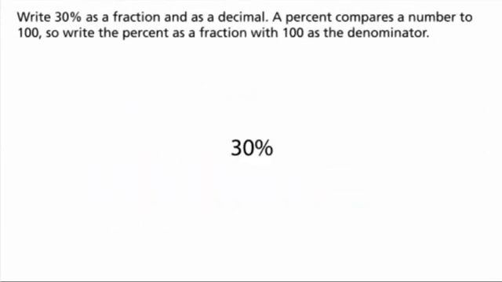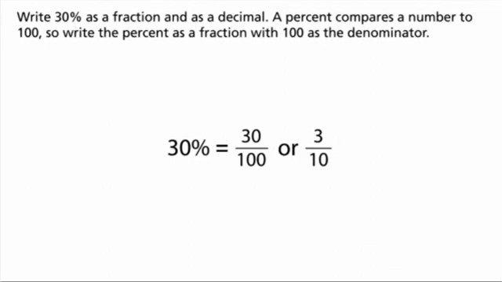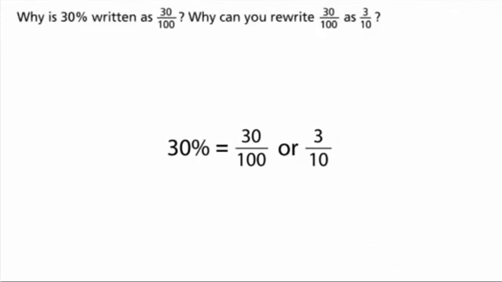Write 30% as a fraction and as a decimal. A percent compares a number to 100, so write the percent as a fraction with 100 as the denominator. Why is 30% written as 30/100? Why can you rewrite 30/100 as 3/10?